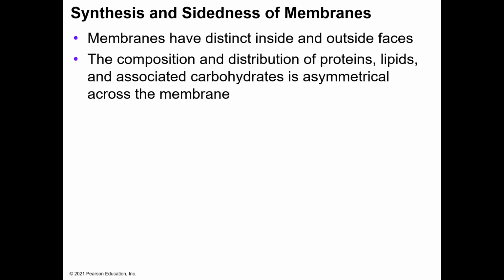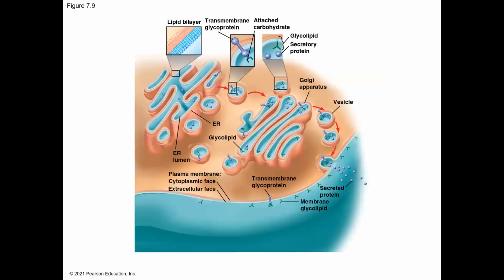The bilayer has a distinct sidedness, and so the synthesis and sidedness of membranes is actually important. Membranes have distinct inside and outside faces. The inside, which is facing towards the cytosol and cytoplasm, is very different than the one that's on the outside facing the extracellular matrix. The composition and distribution of the proteins, lipids, and carbohydrates is asymmetrical across the membrane, meaning that one side is not the same as the other side of the bilayer.